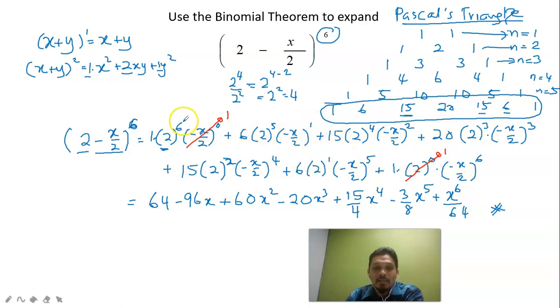And the summation of these two: 6 plus 0 equals 6, 5 plus 1 equals 6, 4 plus 2 equals 6. So the idea is the summation of the indices between the first and second term, 3 plus 3, 2 plus 4, 1 plus 5, and 0 plus 6, must equal the power of the question here.